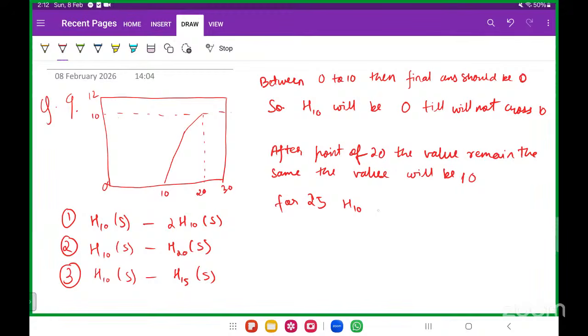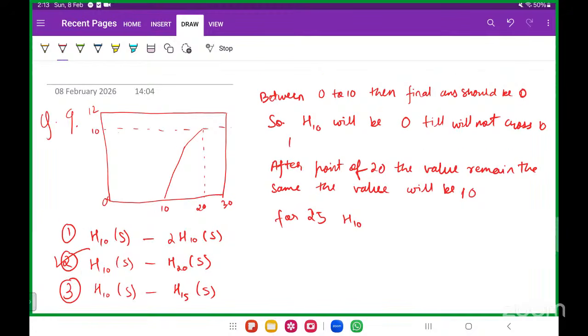So the correct answer for this problem is option B. Which option? B: H10 of S minus H20 of S. H20 will be 0 till 20, and H10 will be 0 till 10. So till 10, none of them is effective, so the answer is 0. From 10 to 20, only the function H10 is effective, so the answer is the value minus 10.